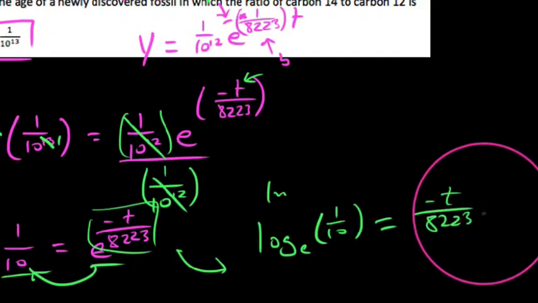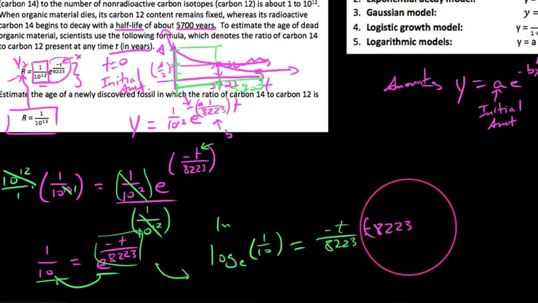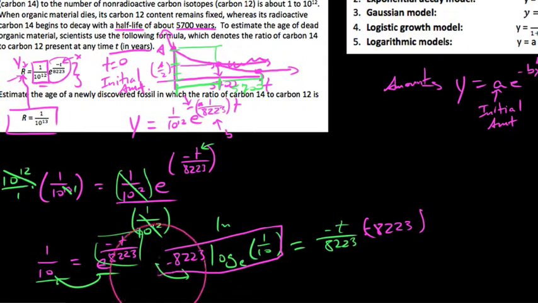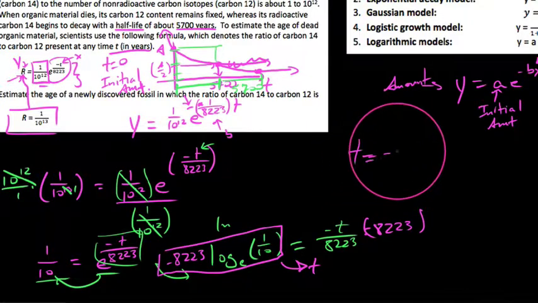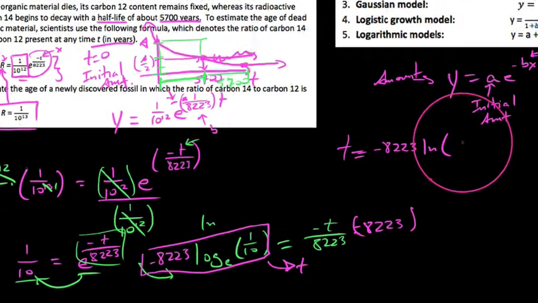So now I'm going to multiply both sides by 8223, and to get rid of two steps in one, I'm going to multiply by a negative 8223. This thing right here is equal to a positive t. So I'm going to clean this up a little bit. We say t equals negative 8223 times ln of a tenth.